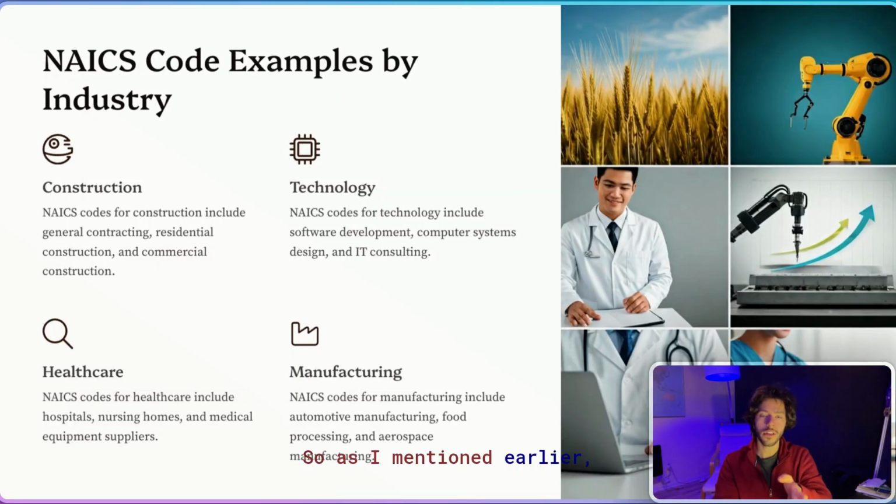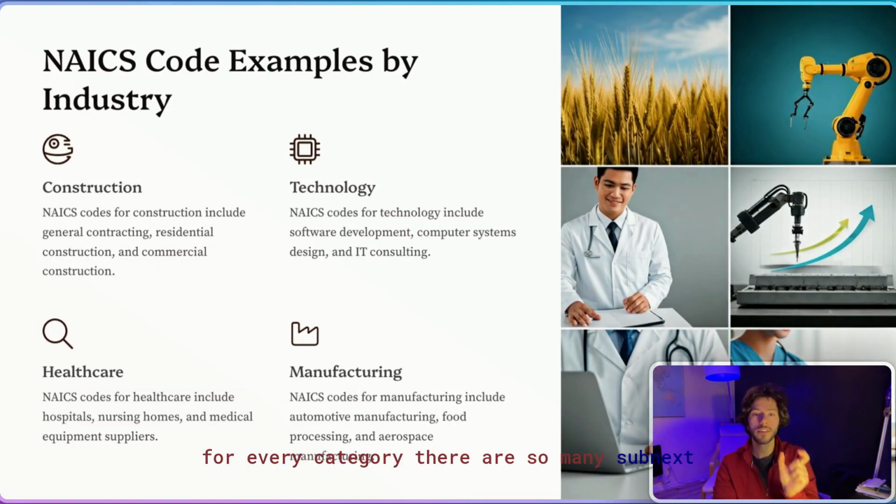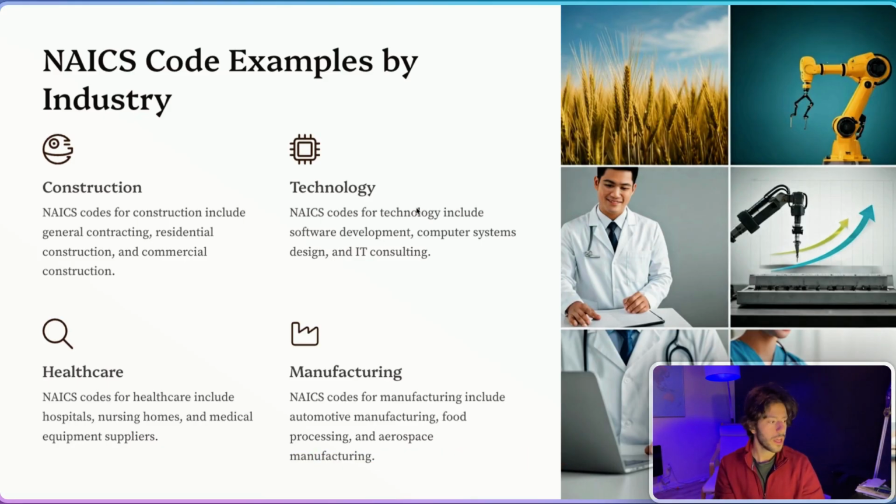As I mentioned earlier, for every category, there are so many sub-NAICS codes. For example, in construction, we have general contracting, residential construction, and commercial construction. For software and technology, you have software development, computer systems design, IT consulting, cybersecurity. For manufacturing, you have food processing, aerospace manufacturing, automotive manufacturing, and for healthcare, you have hospitals, nursing homes, medical equipment supplies.